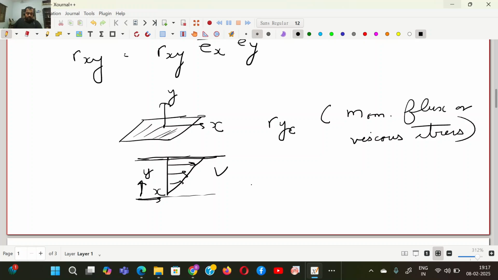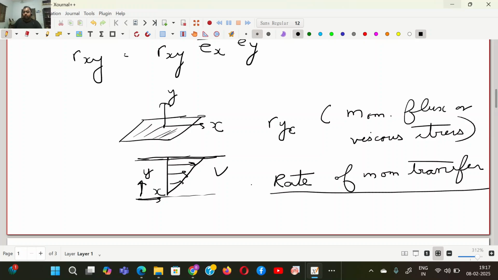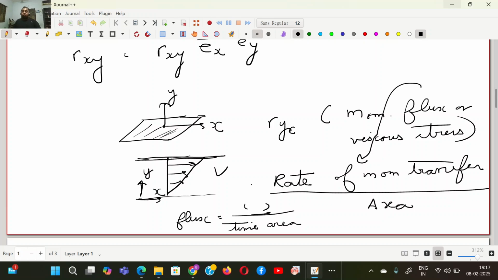This represents the rate of momentum transfer per area because this is a flux. Rate of momentum transfer per area. That ties in with the definition of what a flux is. Flux is something divided by time divided by area. So rate automatically includes a time component, 1 by t is involved. It's like momentum by time by area.